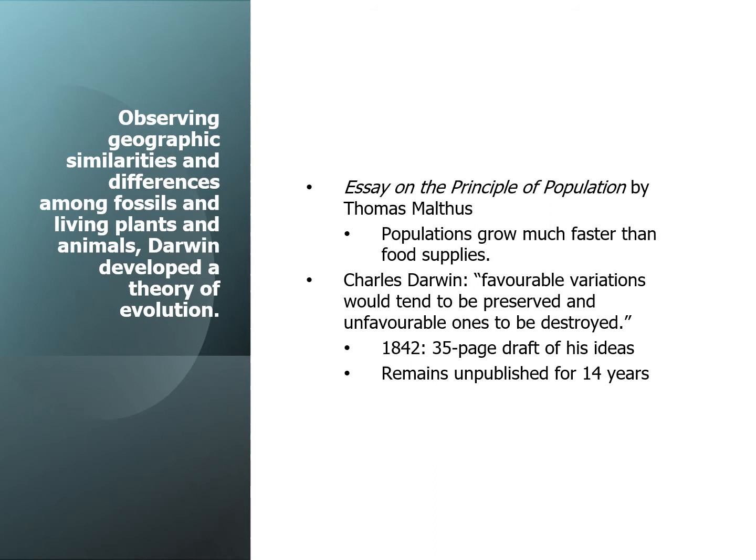So in 1842, Darwin wrote a 35-page draft of his ideas, but he never published them. They remained unpublished for 14 years. He sort of just hid it in the back of his desk drawer. Charles Lyell, which we talked about before, urged him to publish first before anyone else did. But Darwin didn't really listen to him because he didn't want to be wrong. He also didn't want to be the laughing stock of the community.